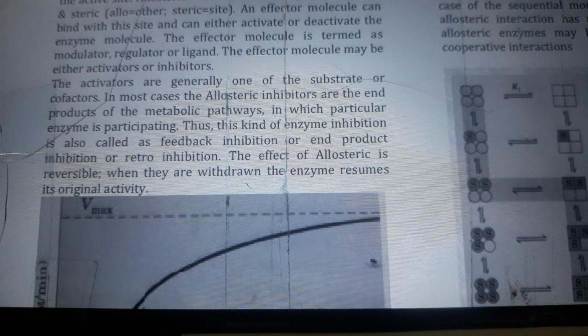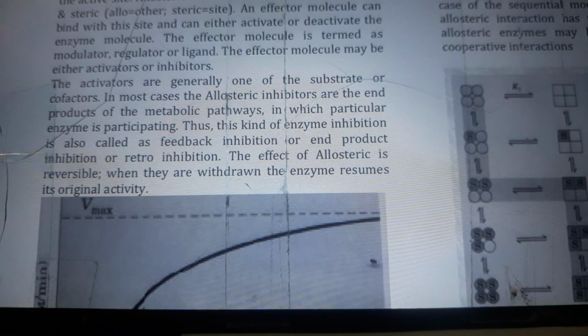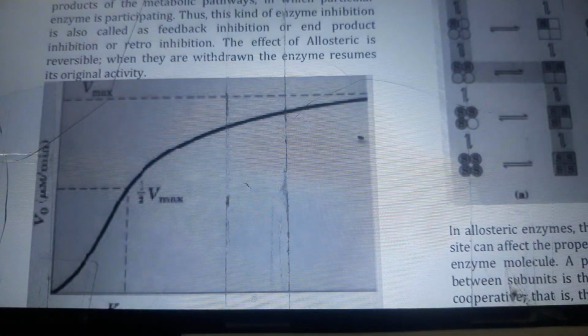Allosteric is derived from the Greek words allo and steric. Allo means other, steric means site. An effector molecule can bind with this site and can either activate or deactivate the enzyme molecule. The effector molecule is termed a modulator, regulator, or ligand. The effector molecules may be either activators or inhibitors. The activators are generally one of the substrates or cofactors in most cases.